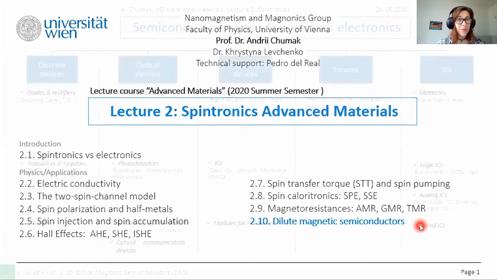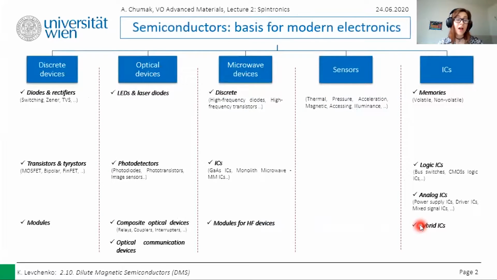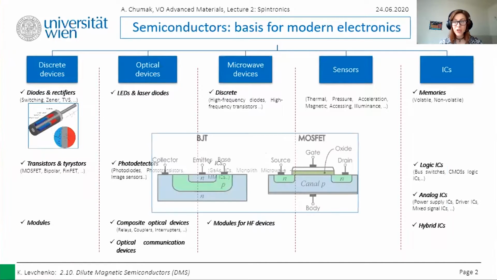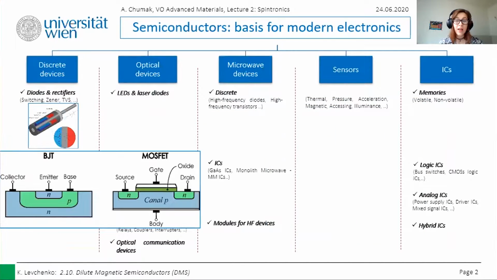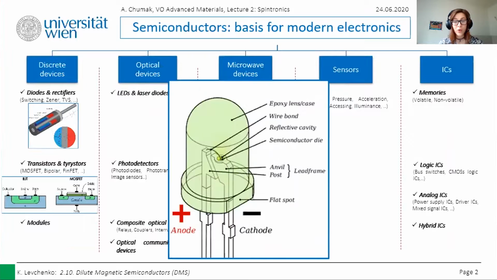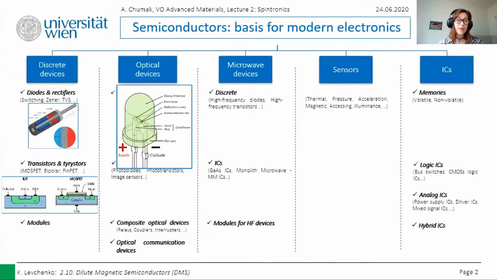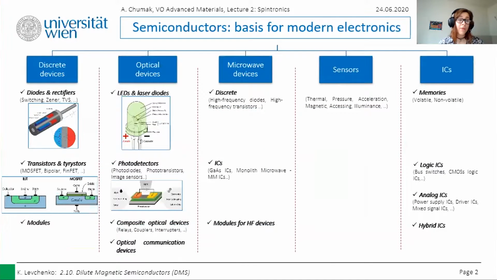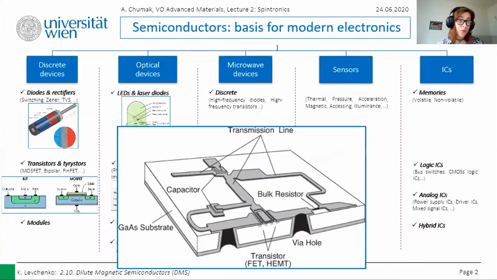So let us start with a highlight of how important semiconductors are in today's electronics, how they are the basis for modern electronics. Of course, many kinds of semiconductor devices have been developed in line with the expansion of application fields and the progress of electronic equipment. Here you may see several types or groups of devices where semiconductors are used.